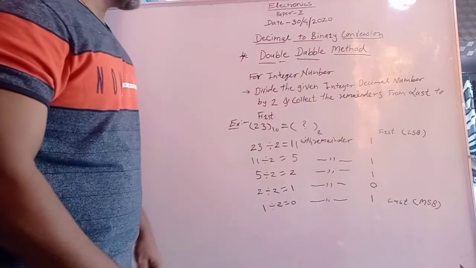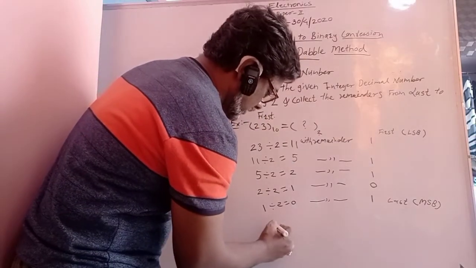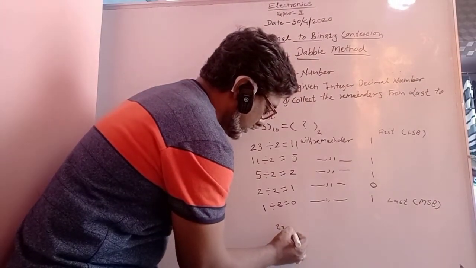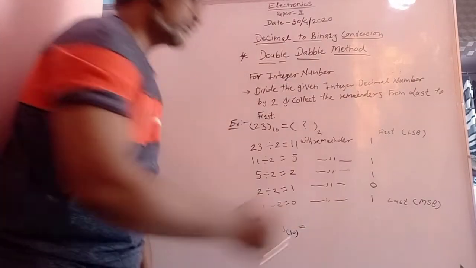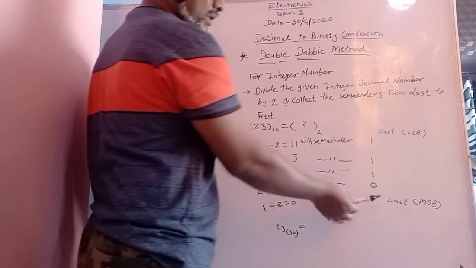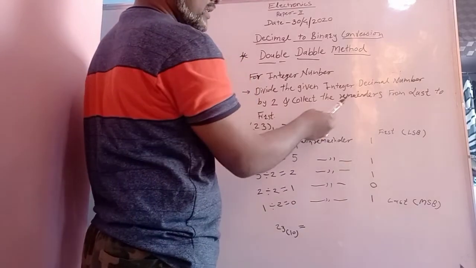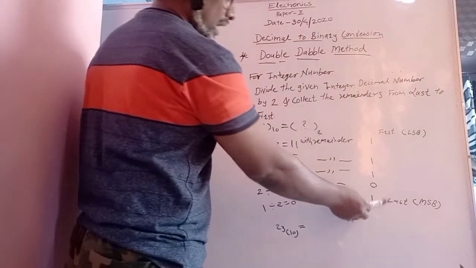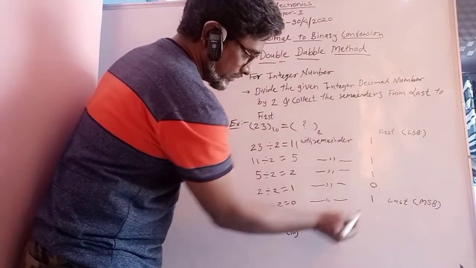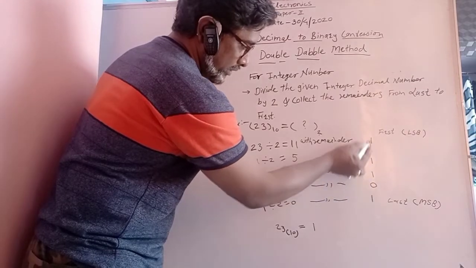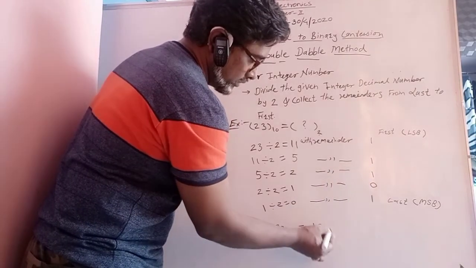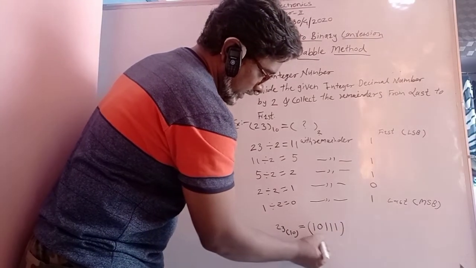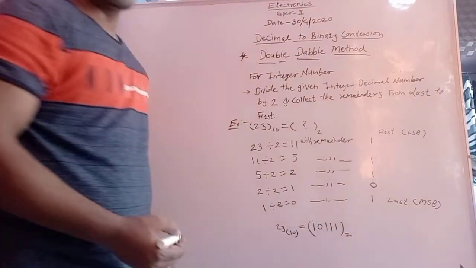Then the equivalent becomes, so this 23, which is in decimal. You have to collect the remainders from last to first. That means last written down first. So here, last 1 0 1 1 1 1 0 1 1 1, and this is the equivalent in binary.